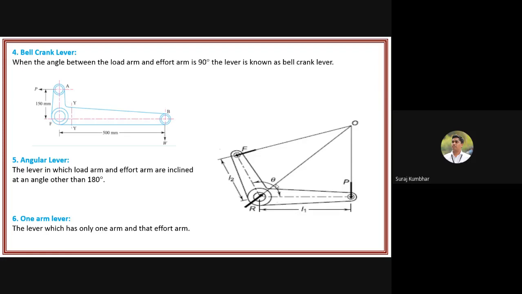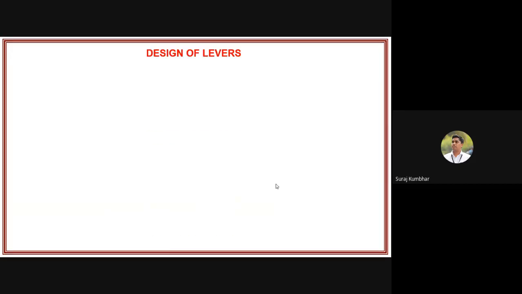Okay, and that arm is called the effort arm. Examples are the handbrake in a car, the lever in a lathe, and the kickstart in a two-wheeler. All these things we have already seen. So now, today's topic of discussion is the design of levers. How to design those levers.